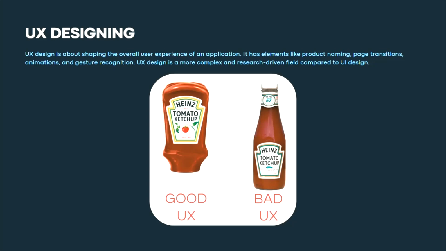So this example illustrates that this glass bottle has a bad UX experience and the plastic bottle has a good UX experience. This example illustrates how the user experience is much smoother on the left side of the plastic bottle compared to the right side, making the plastic bottle the clear winner.